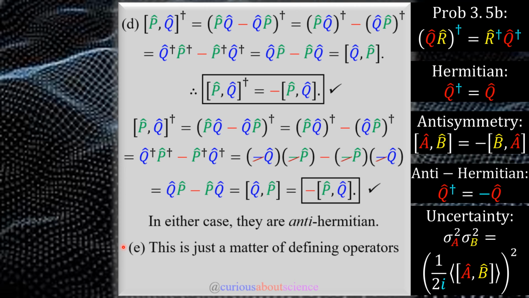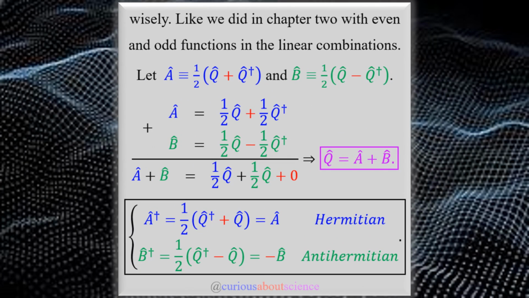Part E wants us to evaluate. This is just a matter of remembering that we're trying to define an operator in terms of Hermitian and anti-Hermitian pairs. So this is just a matter of defining the operators wisely. So long as we define them wisely, like we did in chapter 2 with even and odd functions, insofar as how they related to linear combinations, we can get what we need. Let's just follow the script that we did in chapter 2, where we're 1/2 of something plus something else, 1/2 of something minus something else, and see if these things test through.